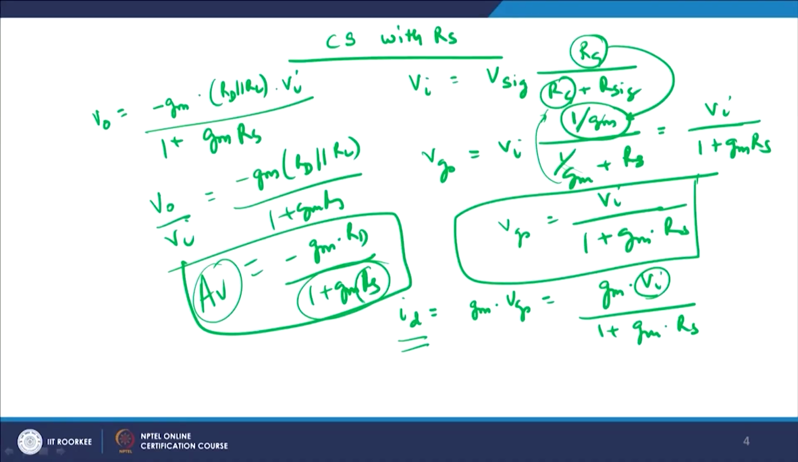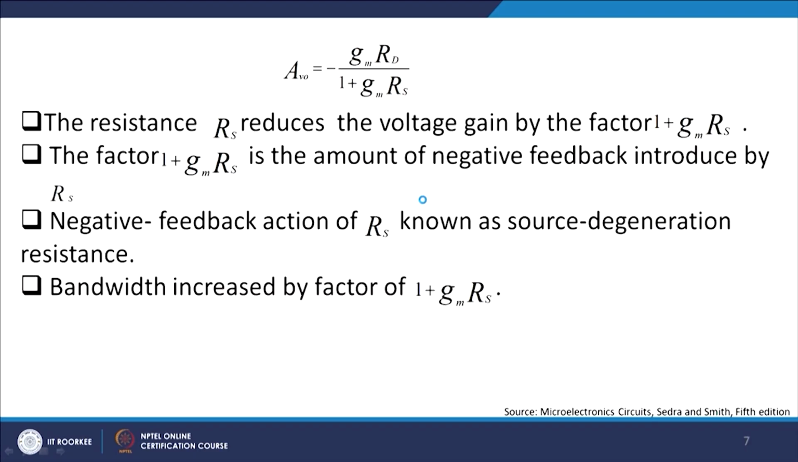and you do not want to clip the output device, what happens is that this increasing Rs will result in a reduced value of Av, or the gain will reduce. That is the price you pay for a reduced gain with higher Rs. So, what we have learned is that Av will be given as minus gm Rd upon 1 plus gm Rs. So, let me come to this point, and this is what I was talking about.